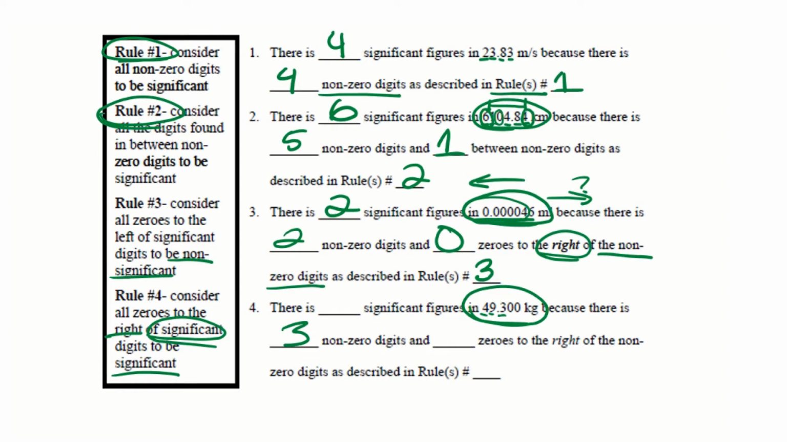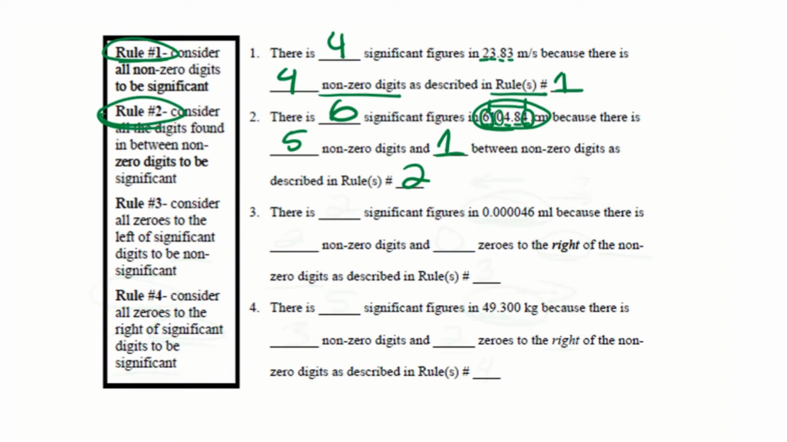And I know based on rule number 4 that any zeros that are to the right of significant figures, then that means that those are actually going to be significant as well. So it says, and blank zeros to the right of the non-zero digit. So I have 2 of those zeros. So when I add these up, that gives me a total of 5 significant figures for this value. And this is based on rule number 4.